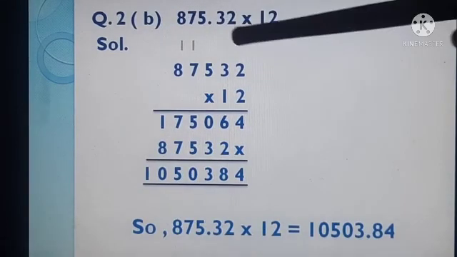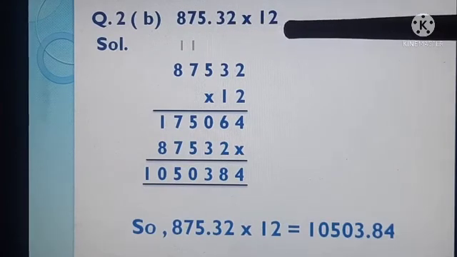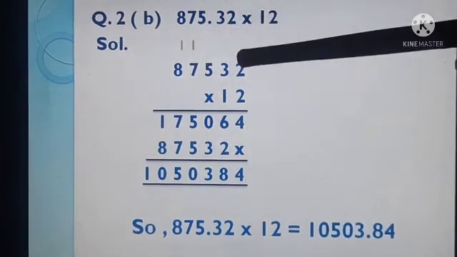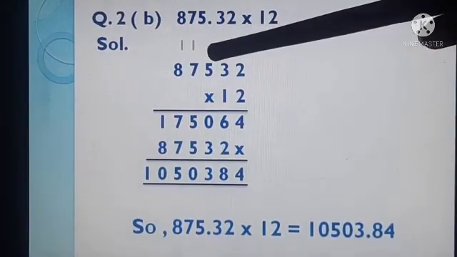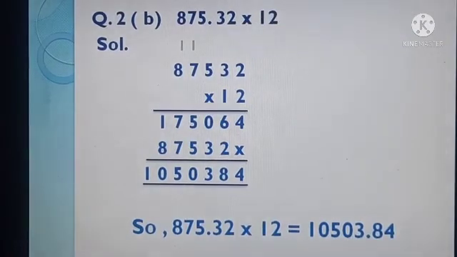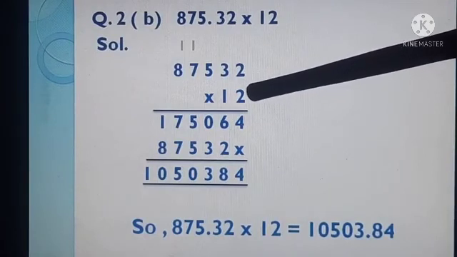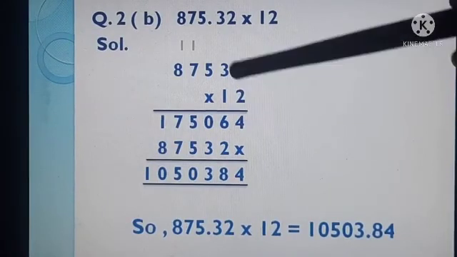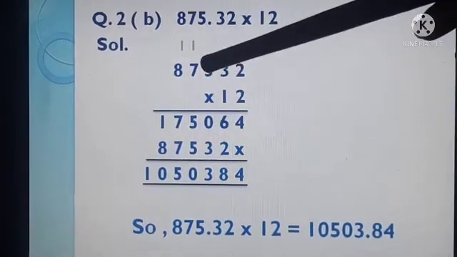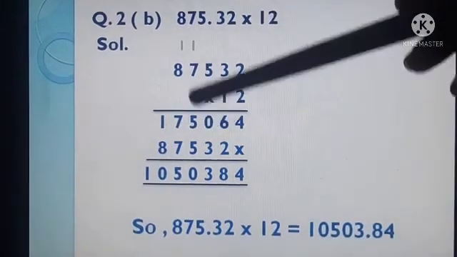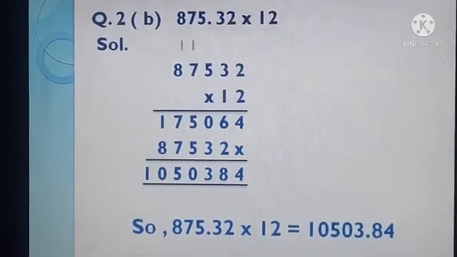Second question, B part. 875.32 multiplied by 12. So we will do simple multiplication. No decimal will be there. 875.32 will become 87,532 multiplied by 12. 2 2s are 4. 2 3s are 6. 2 5s are 10, 0, 1 carry. 2 7s are 14 plus 1, 15, 5, 1 carry. 2 8s are 16 plus 1, 17.